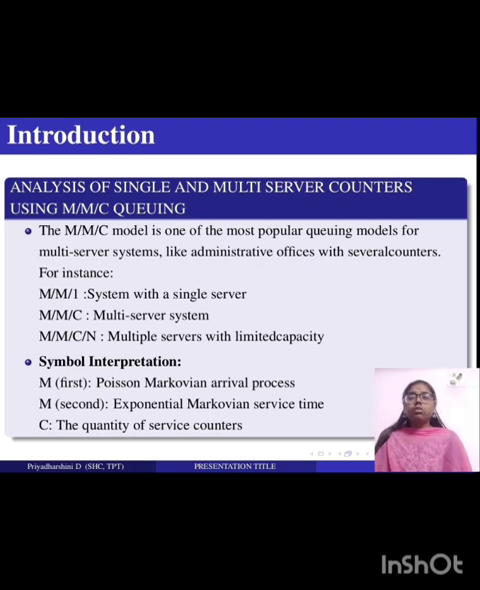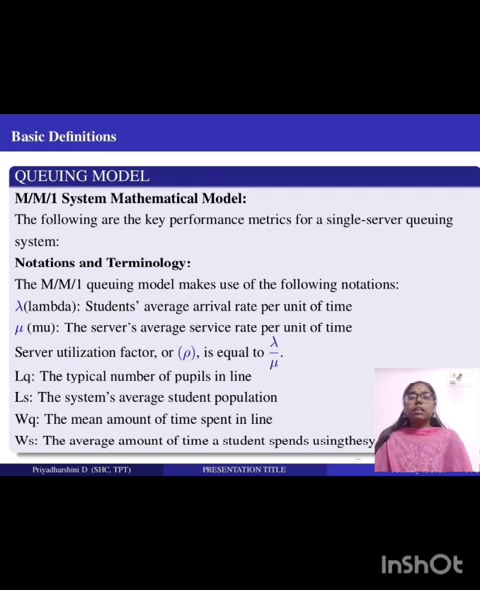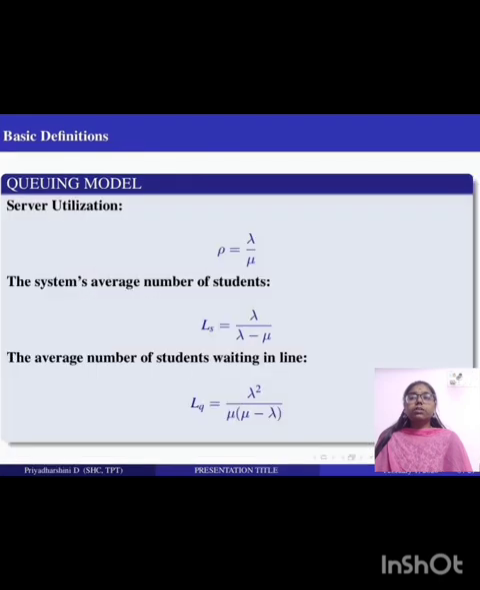Next we go to the M/M/1 system mathematical model, with the following key performance metrics for a single-server queuing system. The M/M/1 queuing model makes use of the following notations. Lambda refers to the average arrival rate per unit time, mu refers to the average service rate per unit time, and rho refers to the server utilization. The rho formula is equal to lambda divided by mu. LQ is the typical number of students in line, and LS is the system's average student population. WQ refers to the mean amount of time spent in the queue, and WS is the average amount of time a student spends using the system.